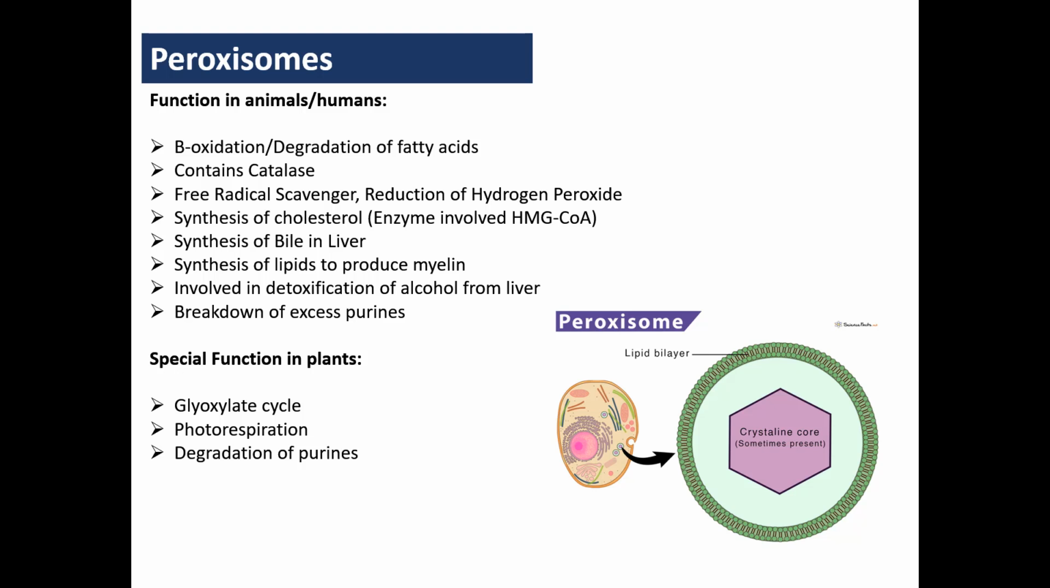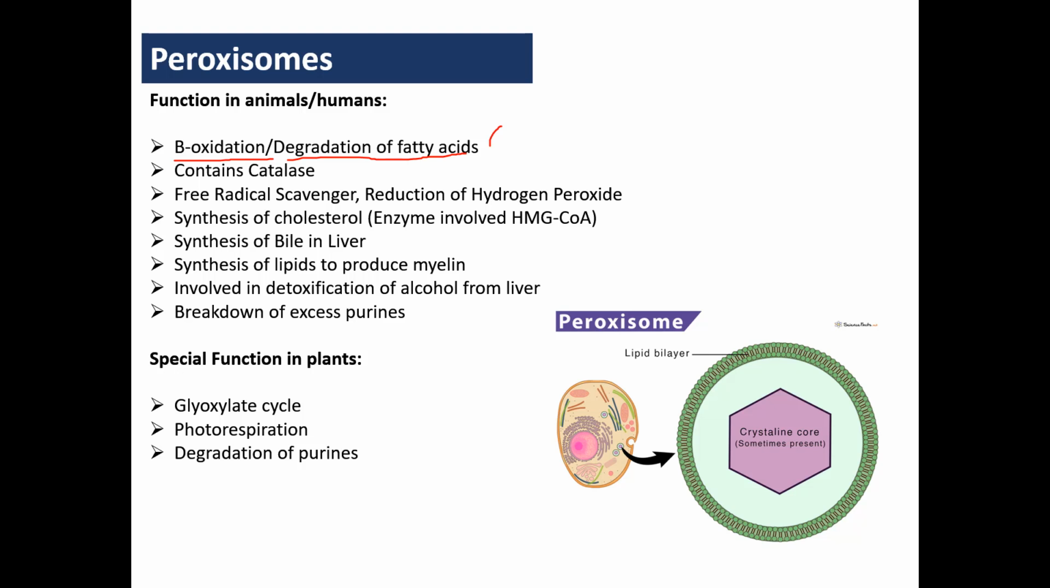Next, we come to peroxisome. Peroxisome is an organelle which is present in both plants and animals. The function in animals or humans is mainly the beta oxidation or degradation of fatty acid. This is one of the major functions. Then the peroxisome also contains catalase. So, what does catalase do? It is an enzyme that can reduce hydrogen peroxide and other oxidative radicals. So it is a free radical scavenger, and it reduces hydrogen peroxide.